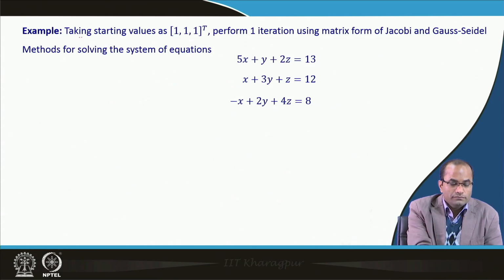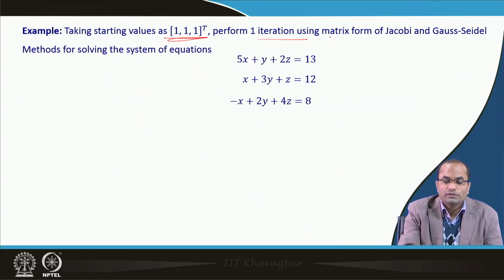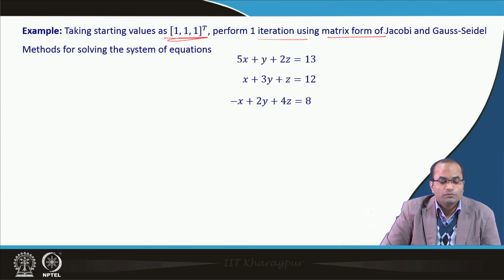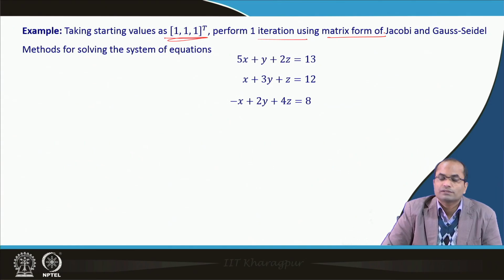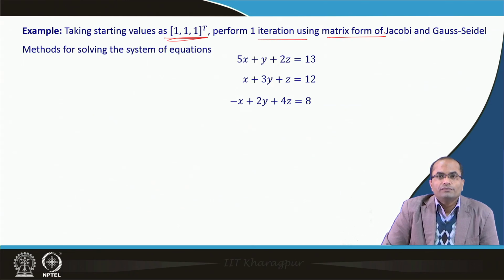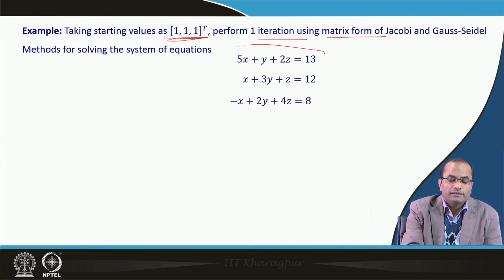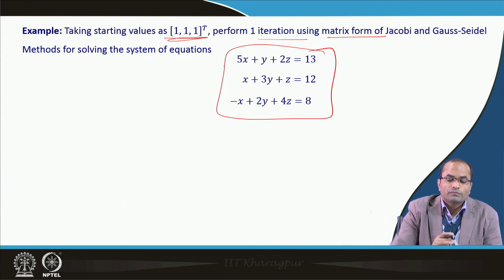Well, now the question is: if we take this starting guess 1 1 1 again and perform one iteration using the matrix form of the Jacobi and Gauss-Seidel methods for solving a system of equations. In the previous example, we used the component form, which was directly possible from the given equations.